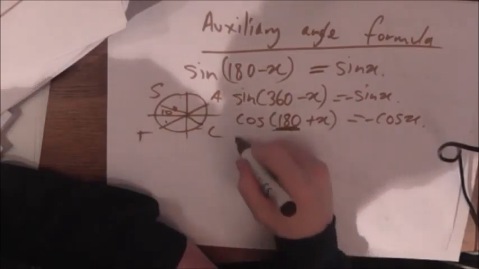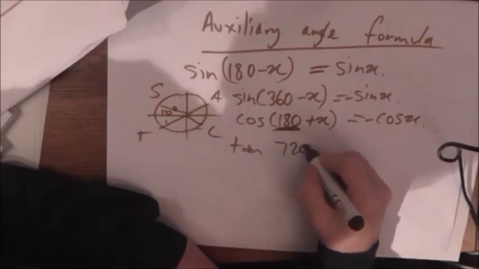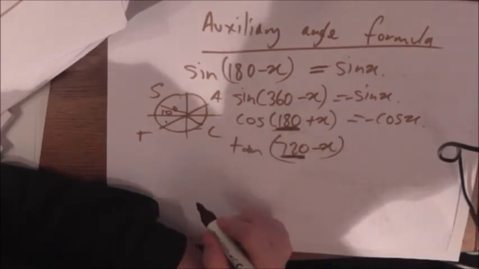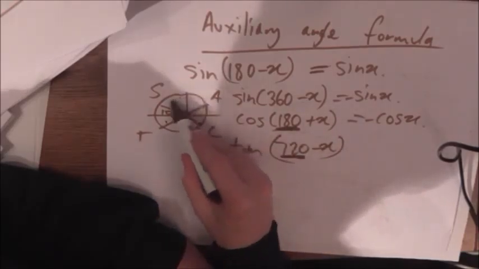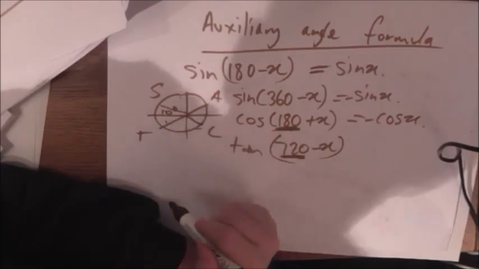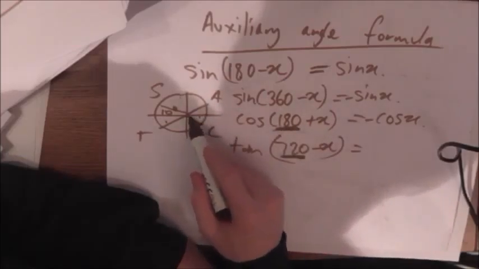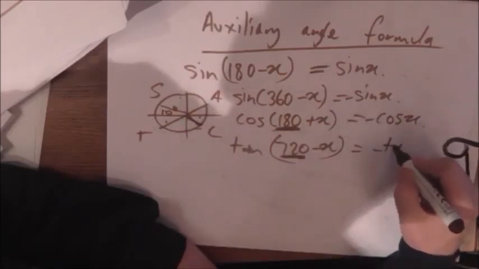Now, what about tan of 720 minus x? That's based on the x-axis, because 720 would take you all the way around there. So 720 minus x would land you down here, so that would be negative tan x.